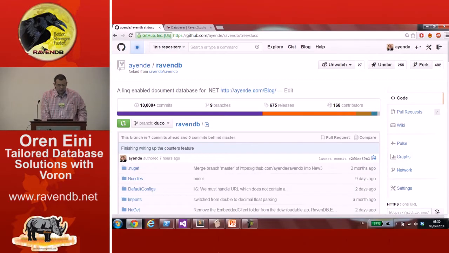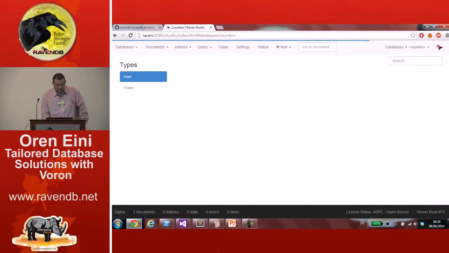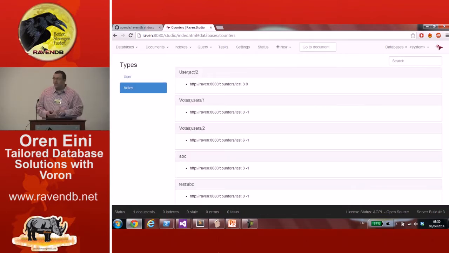So, if you go to the RavenDB repository, ayenda/RavenDB, there is a new branch. It's called the docu branch. And in that branch, we have a new feature, counters, and you can select the relevant counters. Now, what we have managed to implement so far is actual storage, actual web endpoints.